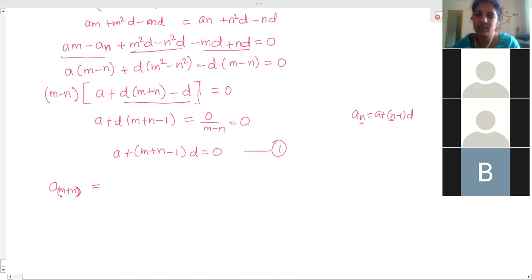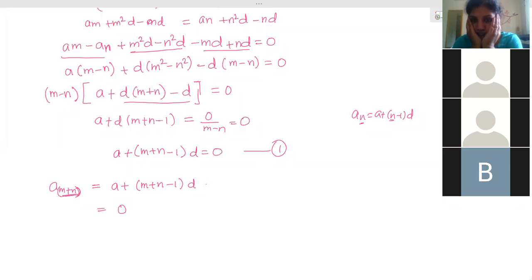They have told that the sum of the two terms, which we have considered earlier. Then what will be the formula? A m plus nth term is equal to a plus m plus n minus 1 into d. So the value of this we have already calculated: 0. Is it clear? Yes, ma'am. Everyone, is this clear? Yes, ma'am.